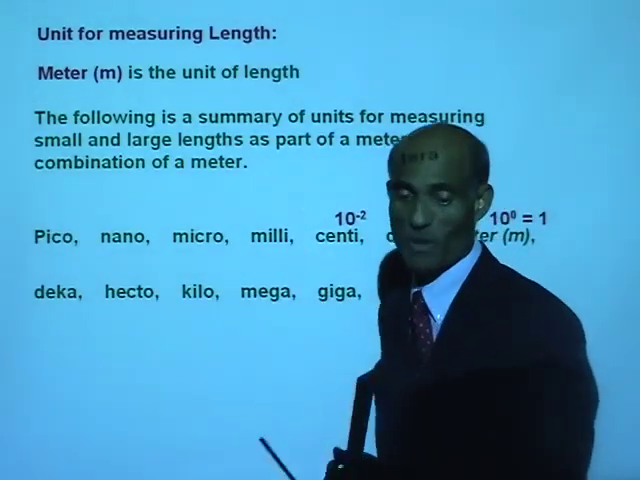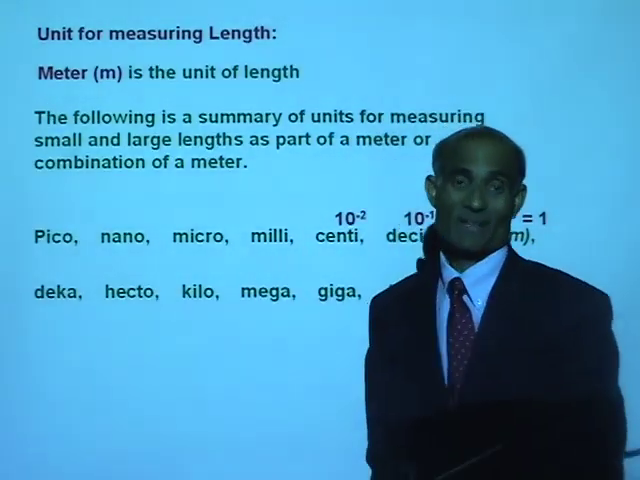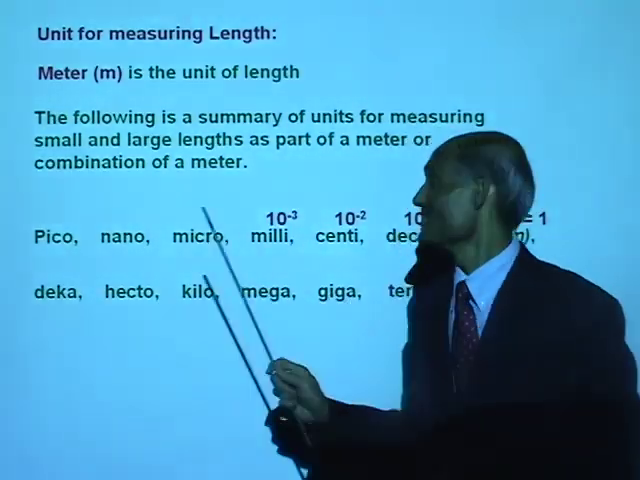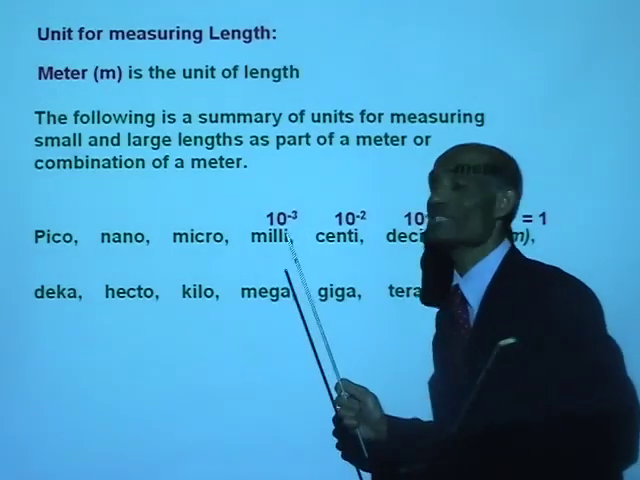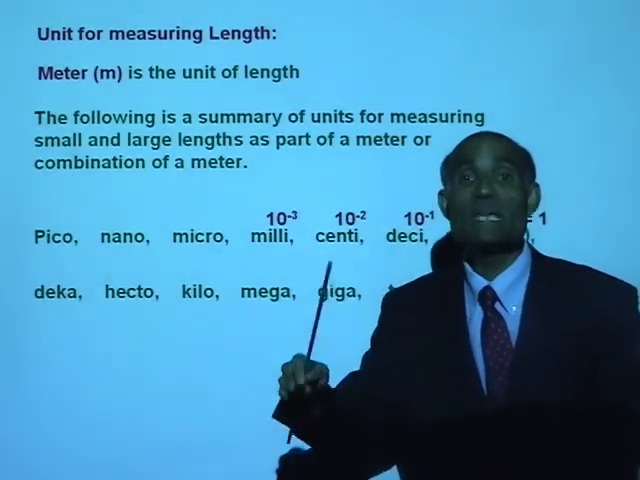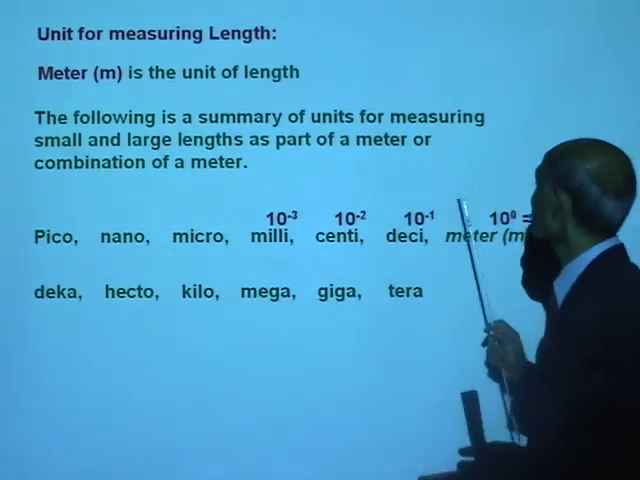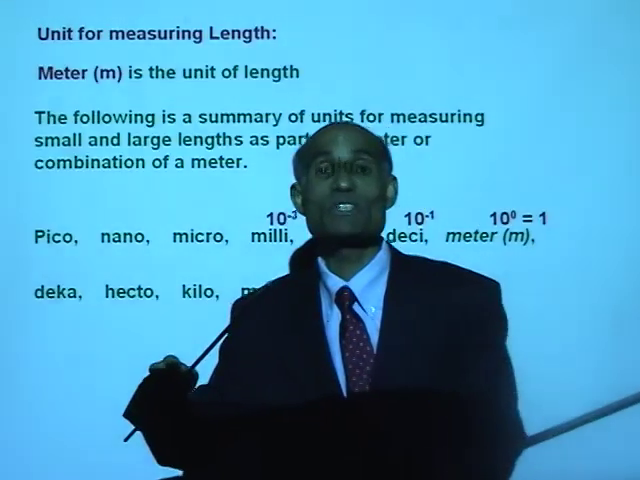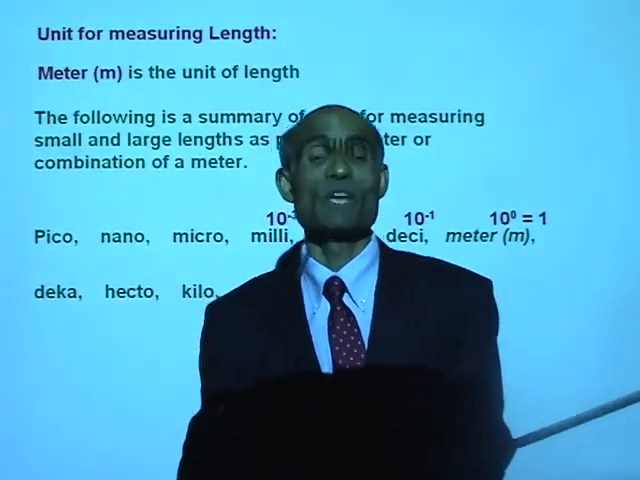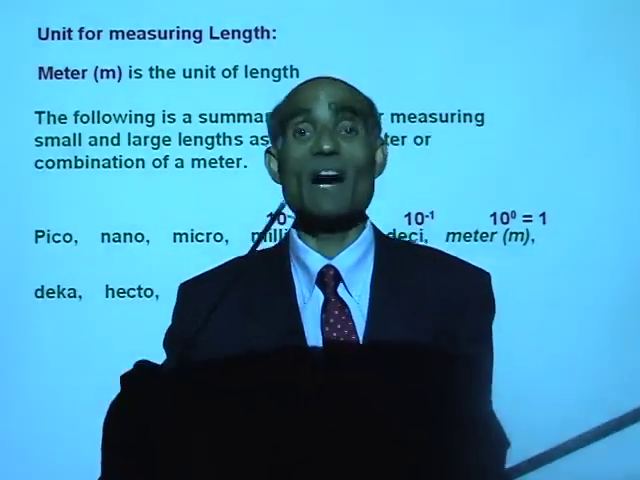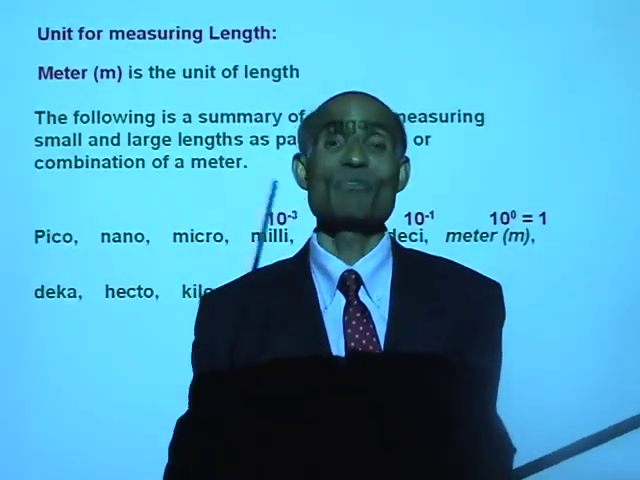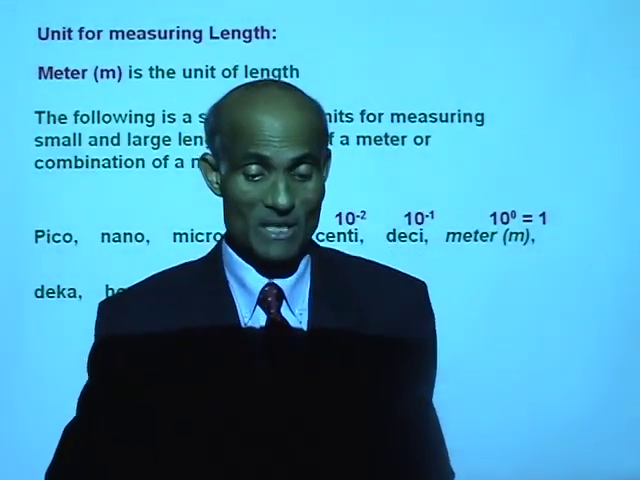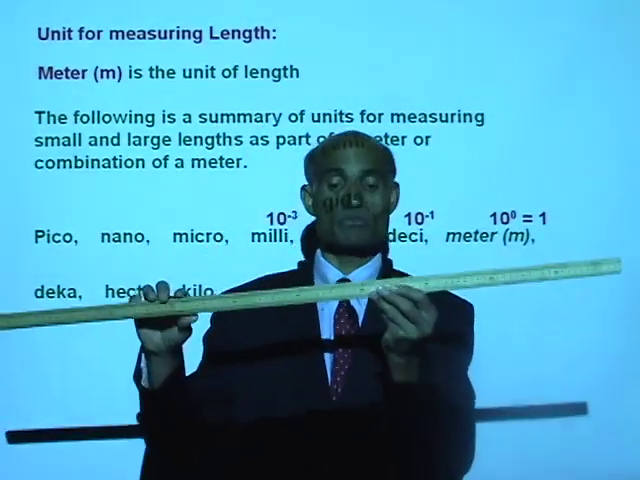Alright, let's go to the next one. What is milli? Milli is 1/1,000. In other words, 10 to the power of -3. A millimeter is a 1,000th of a meter. So how many millimeters are there in a meter? If a millimeter is a 1,000th of a meter, there will be 1,000 millimeters in a meter. And you can see them also on the meter ruler.